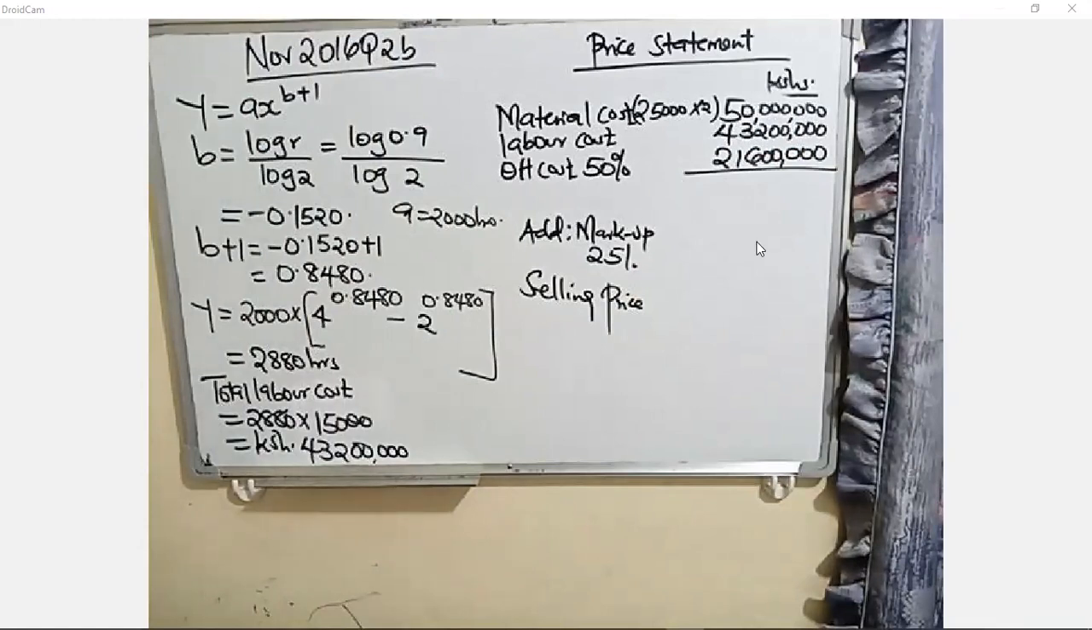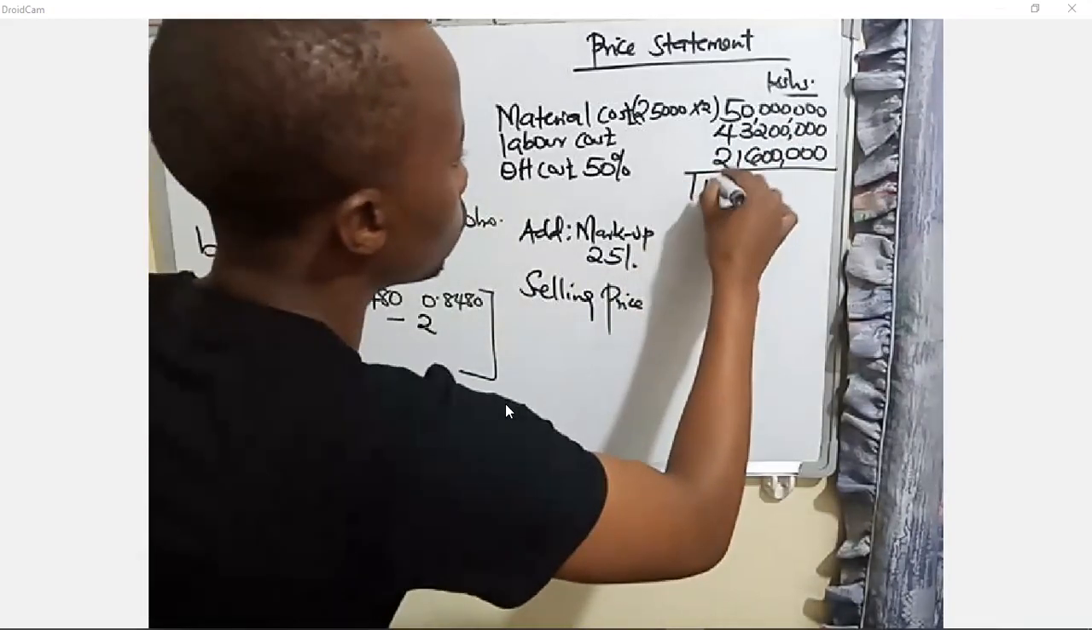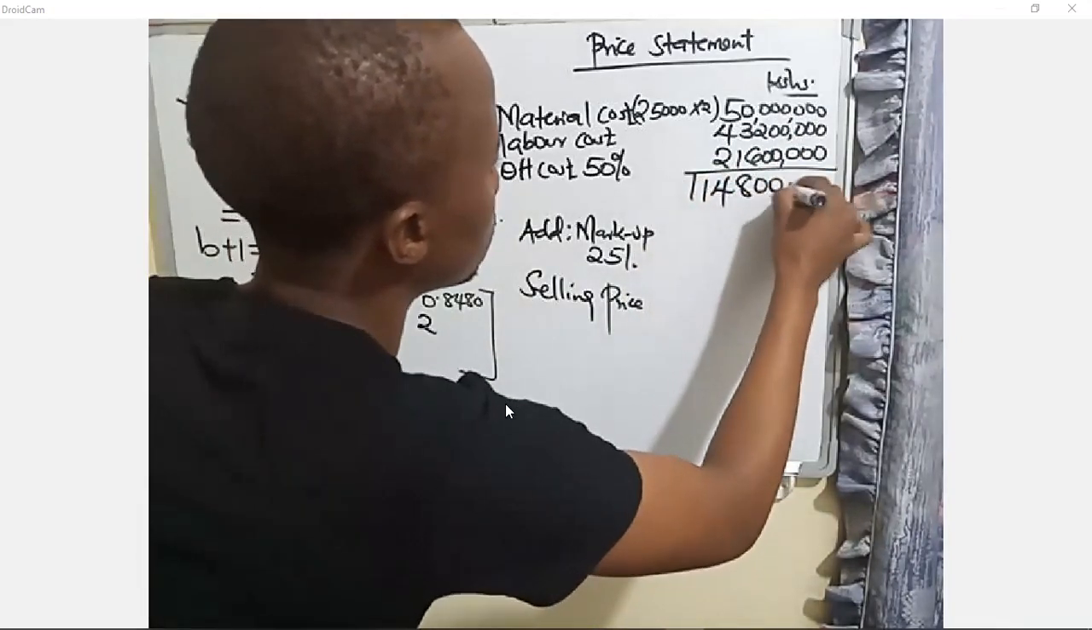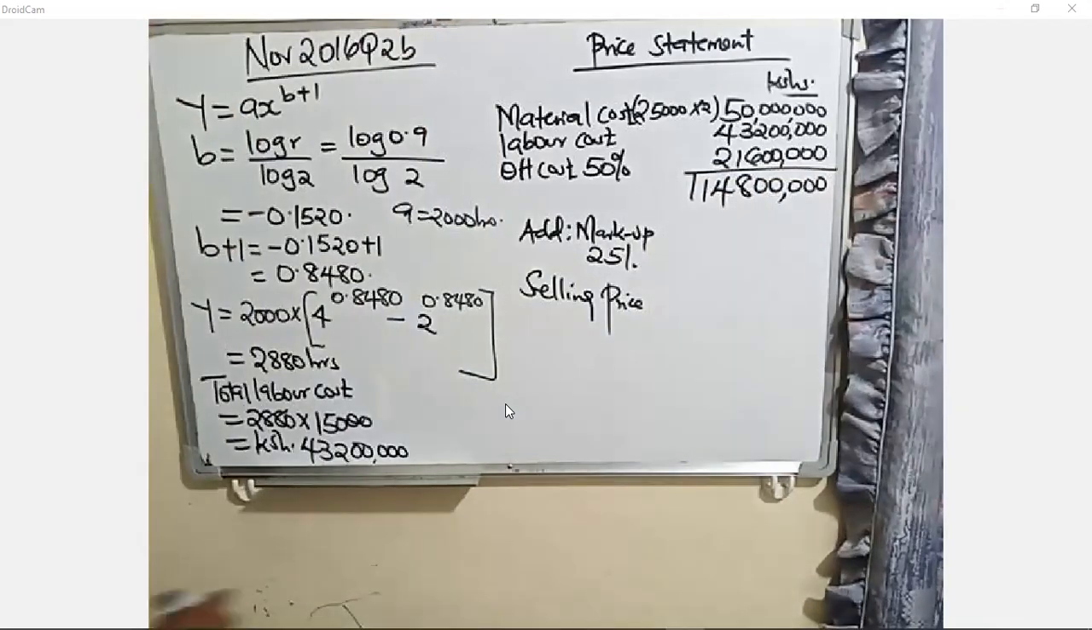What is the total there? 114,800,000. Add your markup of 25%, or a quarter. A quarter of 114,800,000.